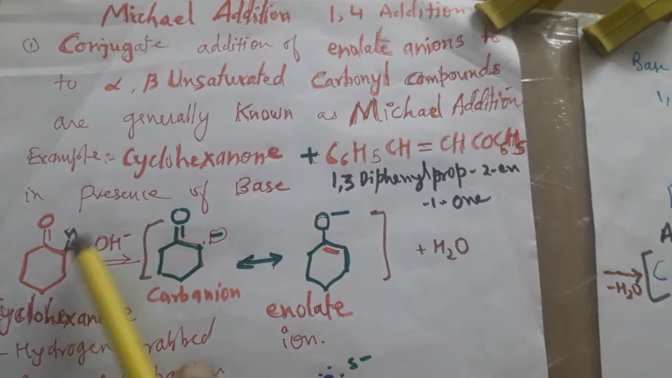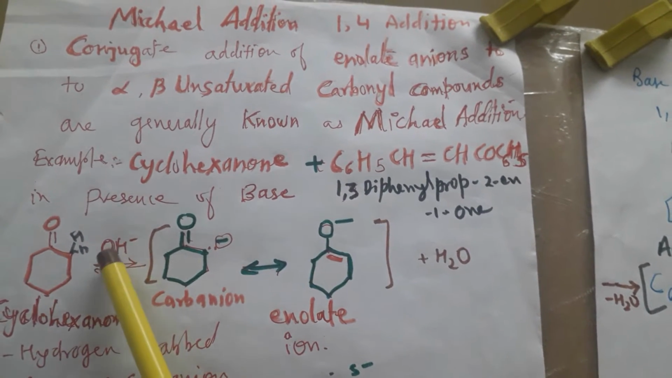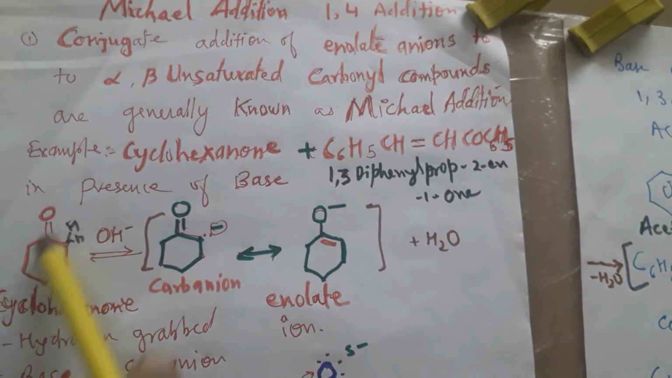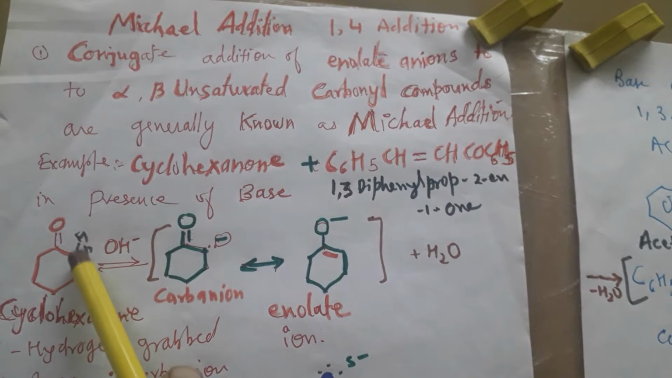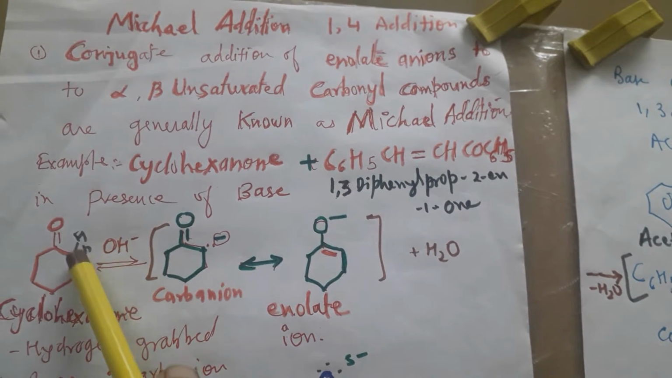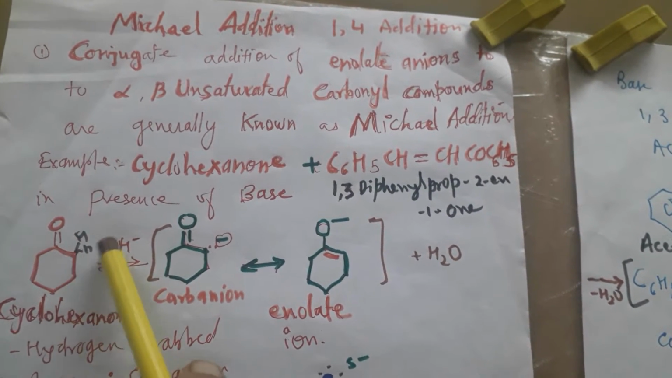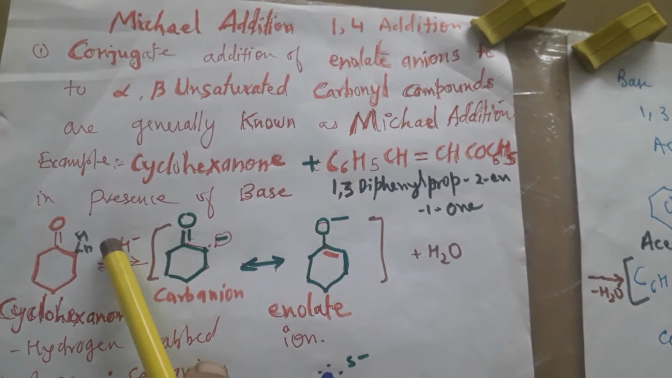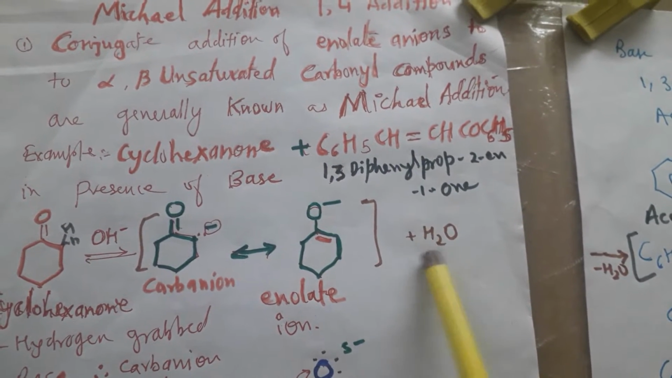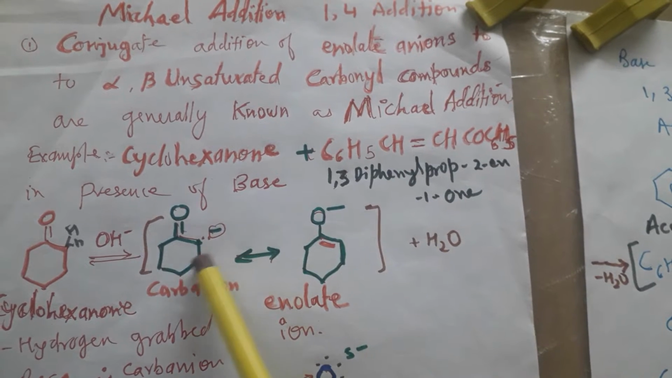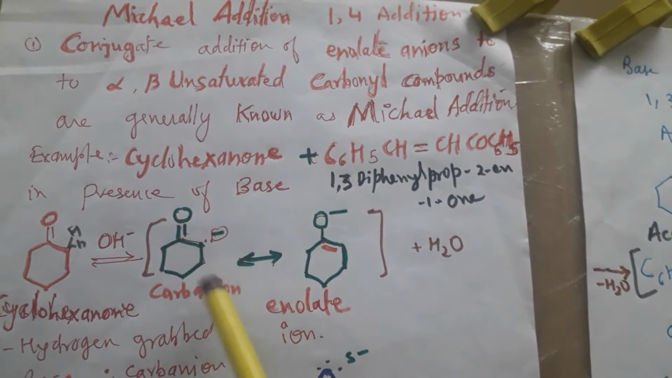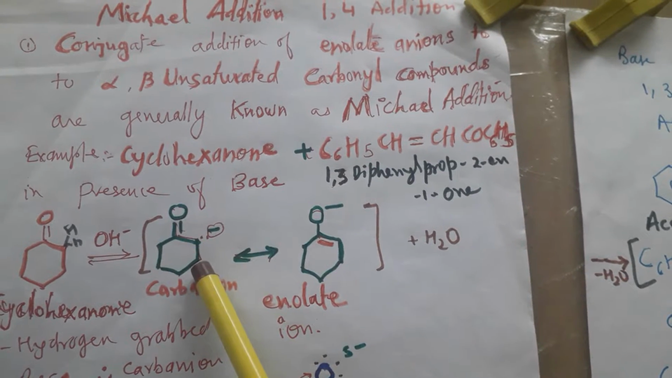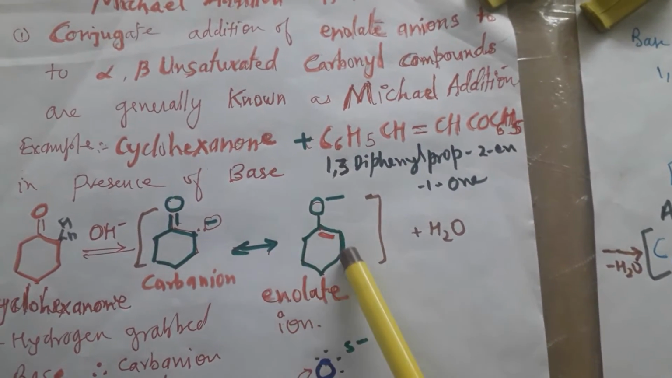Here, what happens when OH- base is acting on the cyclohexanone? It will grab this acidic hydrogen. Alpha hydrogen is acidic hydrogen. An acid base reaction occurs, and this will take out the H+ from here, and it will form water. So we will get the cyclohexanone carbanion, which is in resonance with the enolate ion.